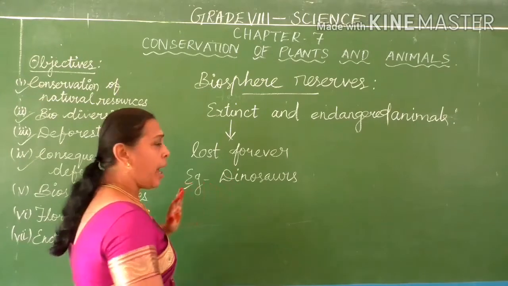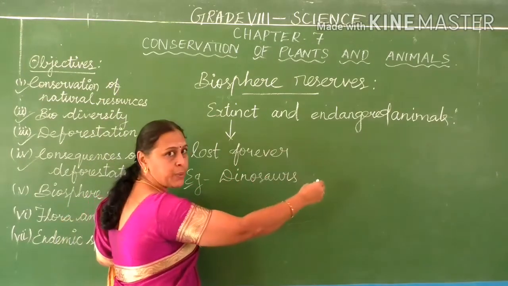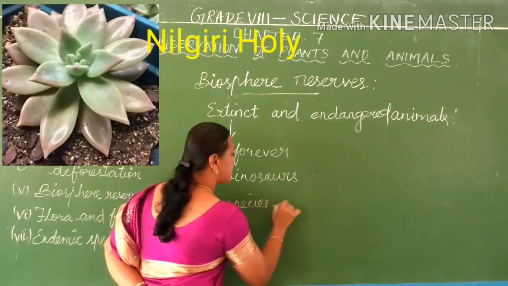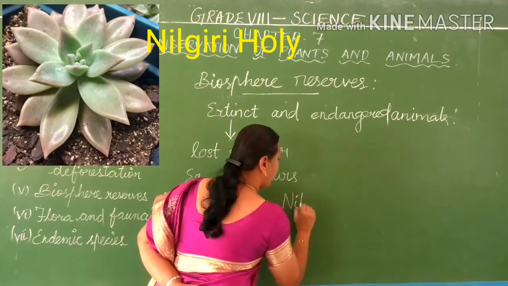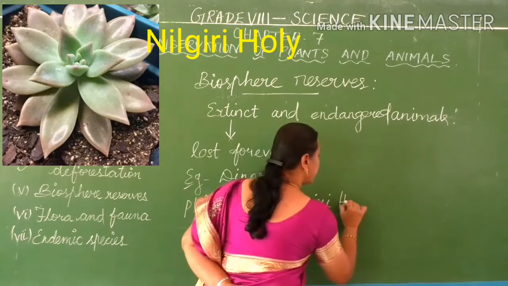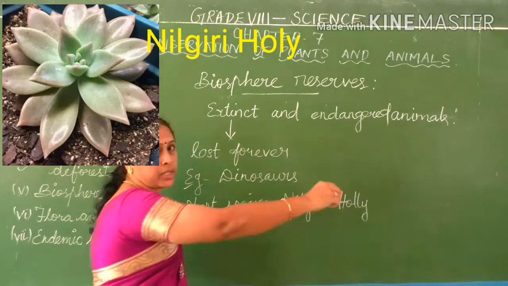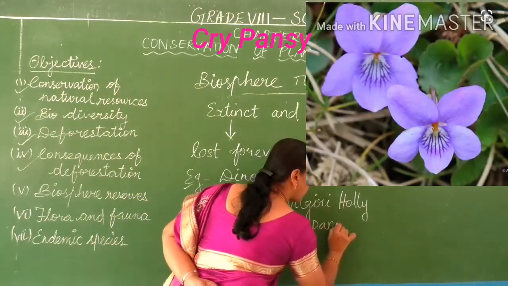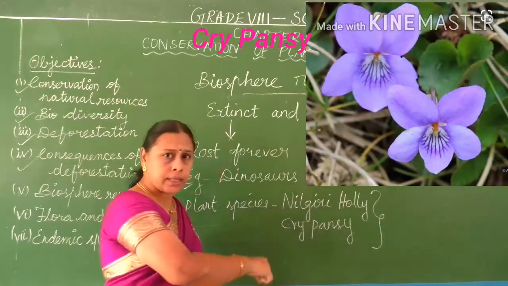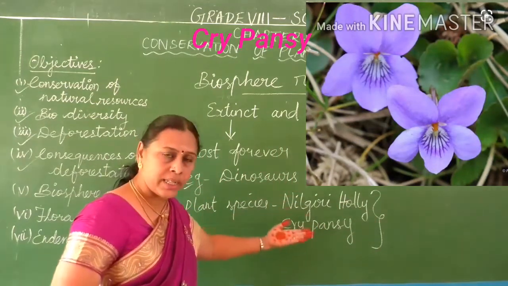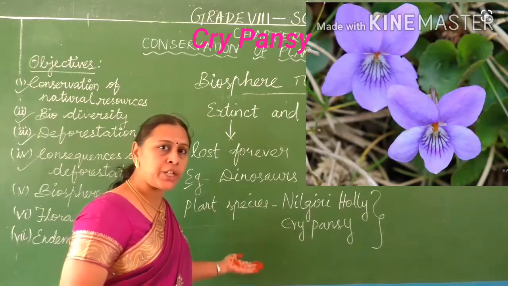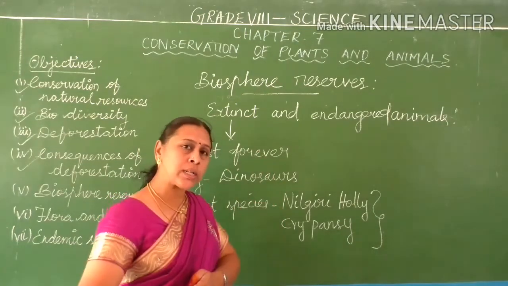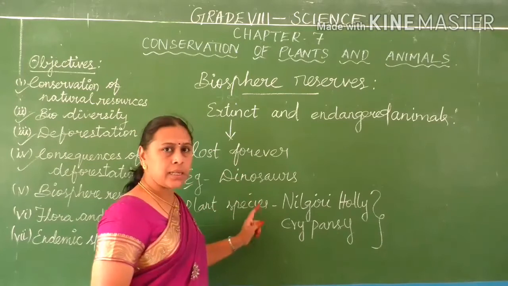Example, dinosaurs. That is the animal species. Next is plant species. Nilgiri Holi, that means a plant variety that is seen in the Nilgiri region. Nilgiris, you know, that is Ooty. Then another plant called crypansi. These existed on the earth once upon a time, but now they are not seen anywhere. Such species, either animal or plant, already existed but are now not present. That is called extinct species.